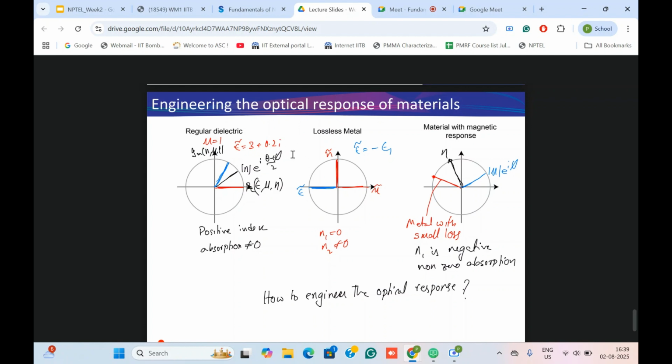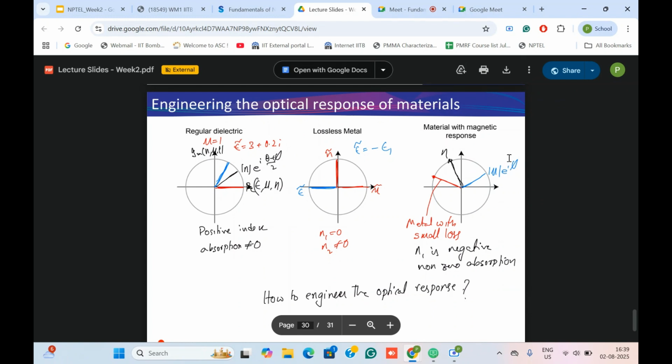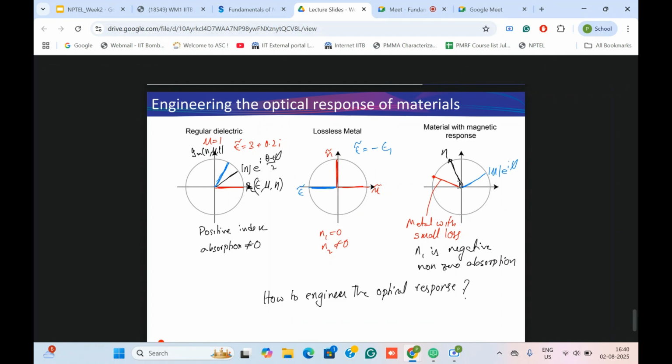So in this case, we have seen that for a positive index, absorption is not equal to 0, but we have such types of materials which are naturally occurring, that is, the regular dielectric. Then materials with magnetic response, where metals with small loss, if we are considering that, the blue line is representing the magnetic response, that is mu e to the iota phi. Red is representing the permittivity part, and the resultant n is represented by the black line. So n is negative, with non-zero absorption.